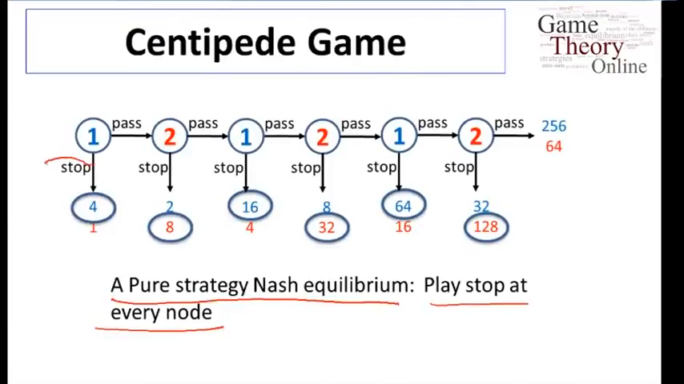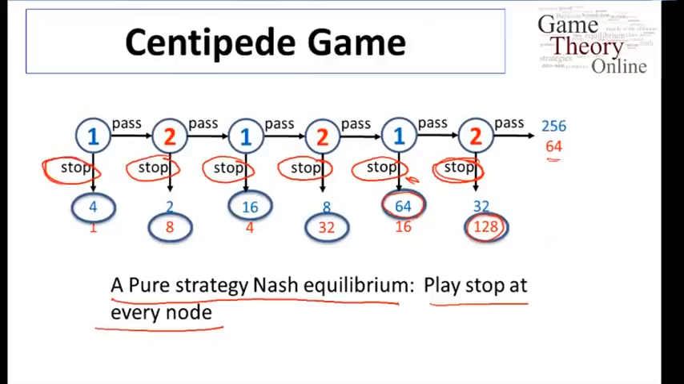So if everybody anticipates that everybody is going to stop whenever they get a chance to move, so we specify that everyone stops, and then we look at the relevant payoffs. So if it moved all the way along, would player 2 want to stop here? Yes, they get 128 here versus 64, that's better. Would player 1 want to stop at this point? Yes, they get 64 instead of the 32 and so forth. We go back. This is a Nash equilibrium.